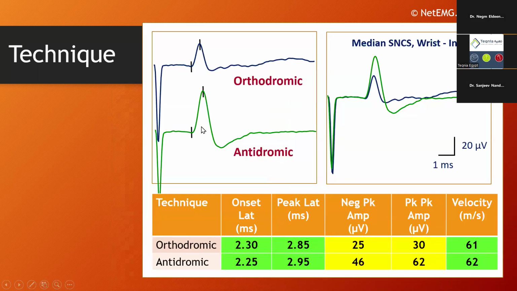The orthodromic and antidromic methods will give you similar results for the onset latency and the peak latency, but they record significantly different amplitudes, as seen over here. The take-home message is that you can use any method, antidromic or orthodromic, but you must use appropriate reference values.